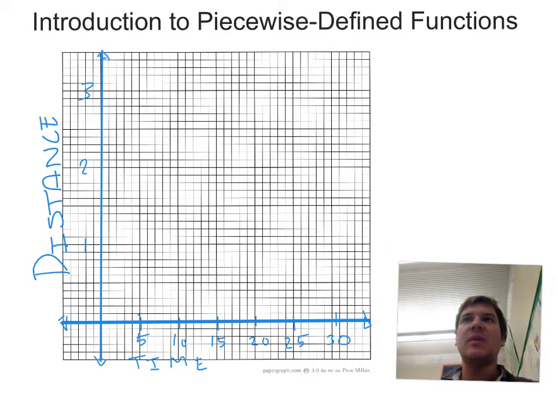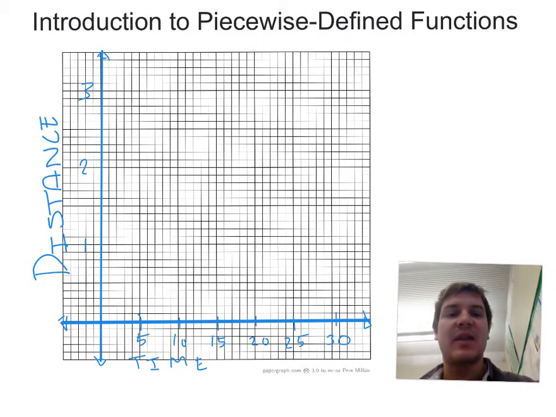Sometimes one function is going to be defined by multiple expressions. And there are many different reasons to do this. Let's give a brief example of why we might want to define one function with more than one expression.